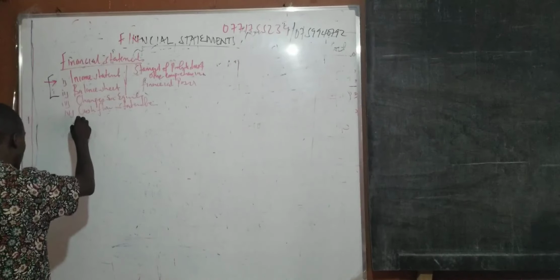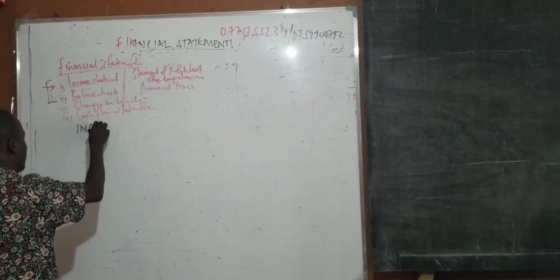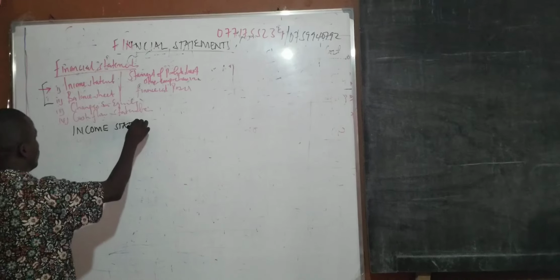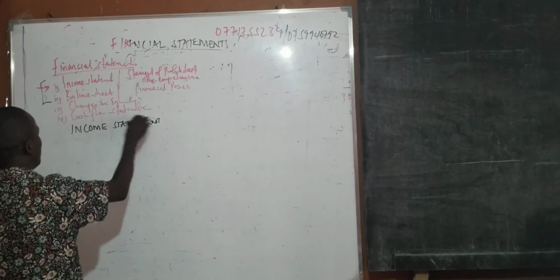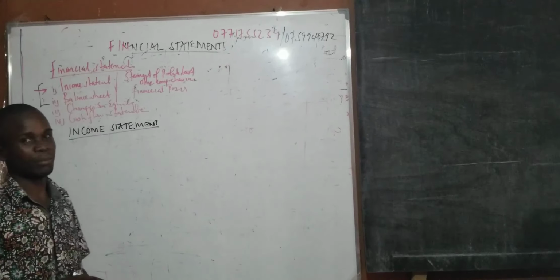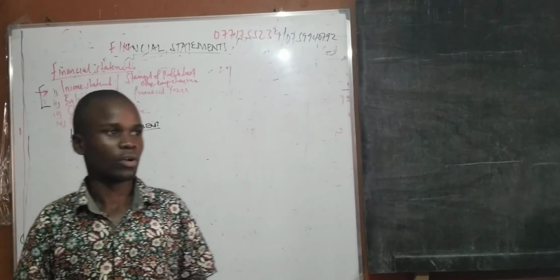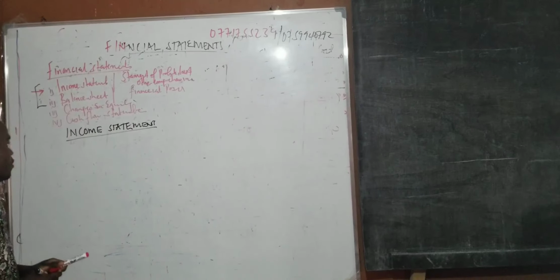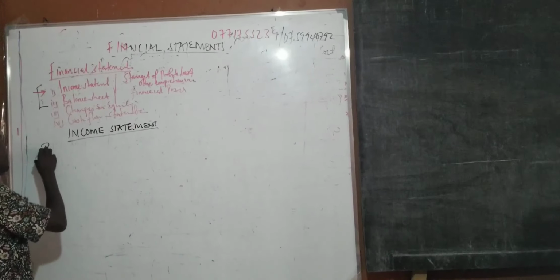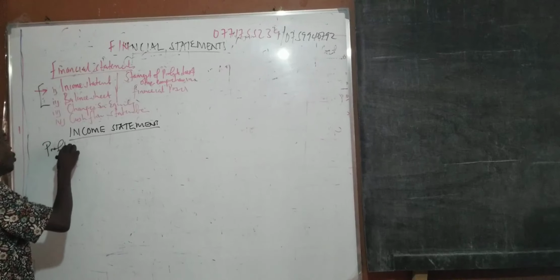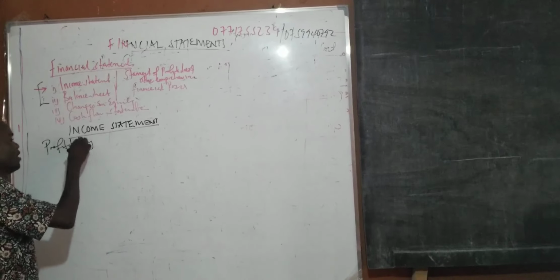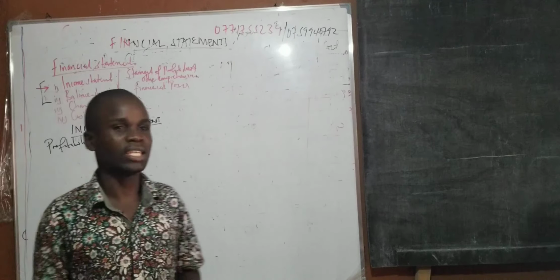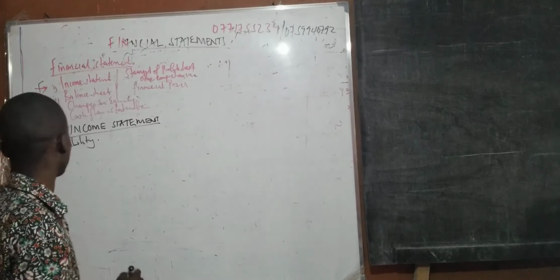So what is the income statement? These are documents that show the profitability of a business. So why do we prepare income statements? Mainly, there are other reasons, but the main reason is to show the profitability, to know whether the business makes profits or losses. Because at the end of it all, we get the net profit or the net loss.